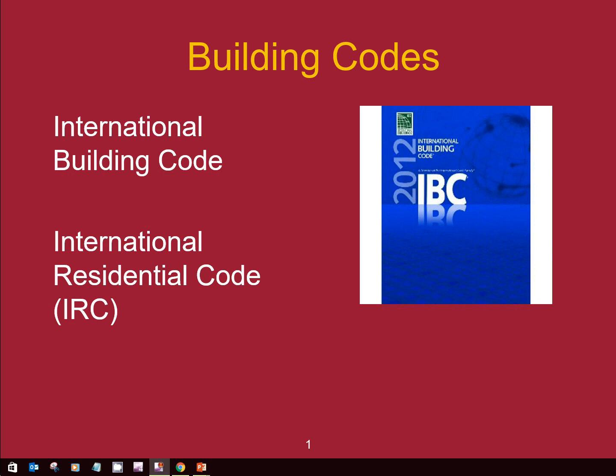But now each municipality can add to or subtract from the IRC. Okay, and they do this based on what's important for their location because in Miami they're more concerned with hurricanes than they are snow loads, whereas in Montana they're more concerned with snow load than they are hurricanes. And then of course California, you've got earthquakes and things like that. So each area of the country can add to or subtract away from the International Building Code.